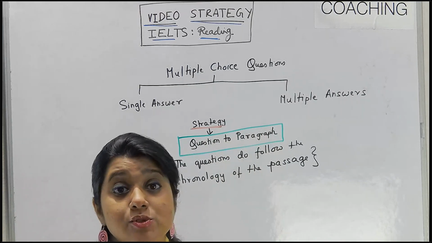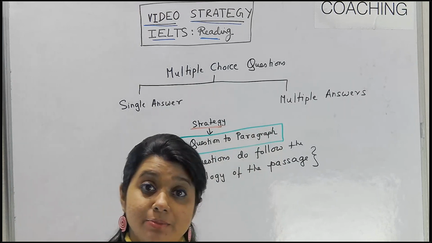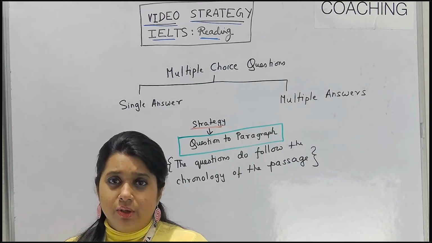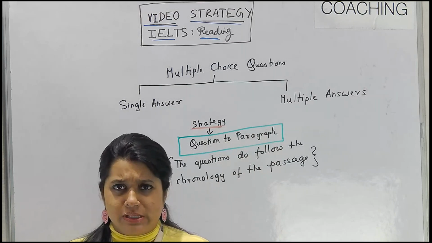On the other hand, when it comes to multiple choice question, multiple answer, the number of correct answers will generally be 2. You have to choose A or B or B or C, whatever.